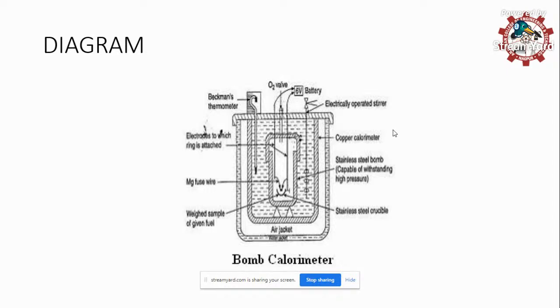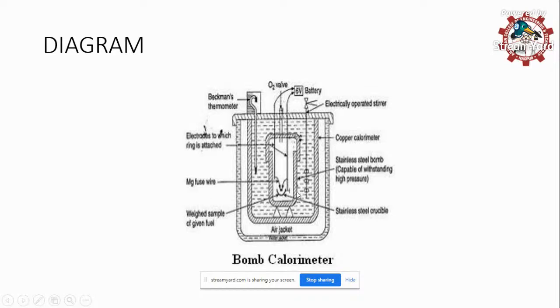Abhi hum dekhte hain how this basically works. The first part is ki you need to clean the bomb. You need to wash it. You need to see to it ki earlier if it was being used, so all the impurities, everything should be washed away, right? It should be washed away nicely. It should be dried. And then we should start with the assembly part.